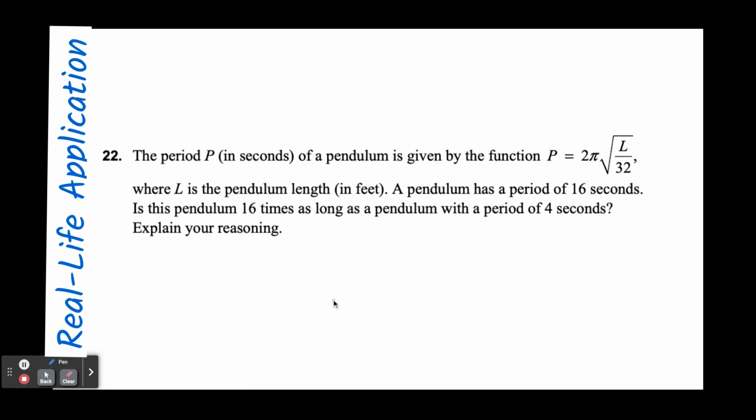First of all, we're going to need to calculate the length, because we want to know if it's 16 times as long. We'll need to calculate the length for the pendulum with a 16-second period and a 4-second period. So that's what this is. This is the p in seconds, so we'll replace p. We start out with 16 is equal to 2 pi times the square root of L over 32. We want to get this radical by itself, so we're going to divide both sides by this 2 pi.